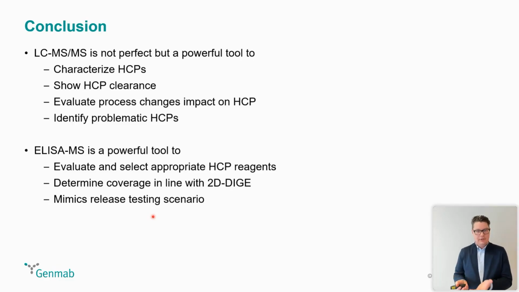But we found it to be a very powerful tool to characterize your HCP profile, to understand your process, to understand how your process clears HCPs, to identify any issue or any problematic HCPs in your product, but also to evaluate if there is a process change, how that impacts your HCP profile. And combining the MS with ELISA, again, has the ability to really evaluate and screen for HCP reagents so it can fit your purpose.